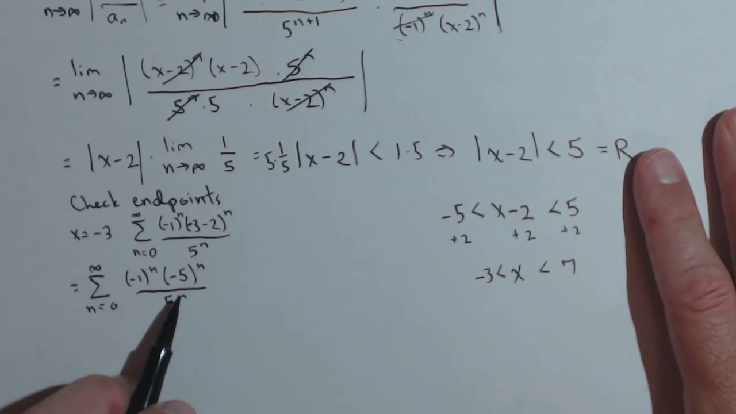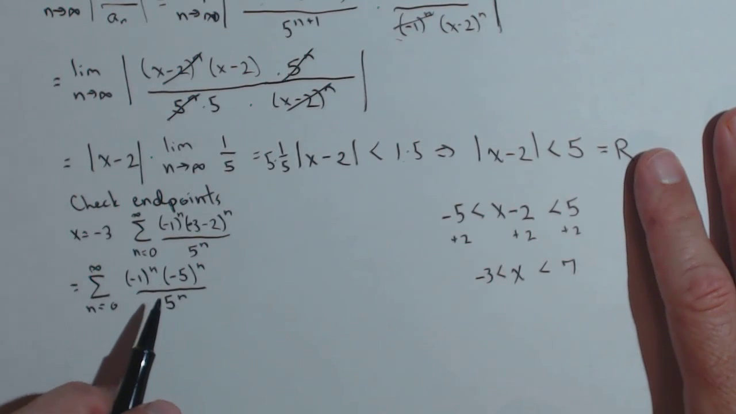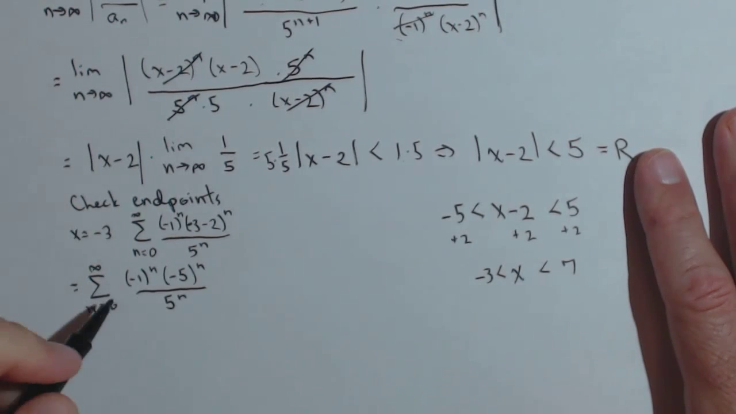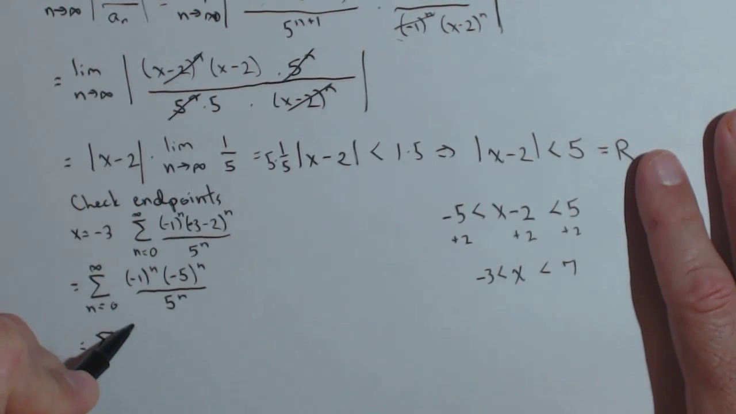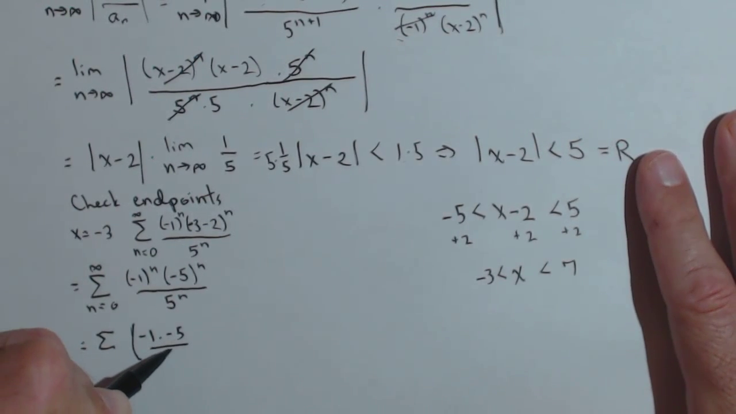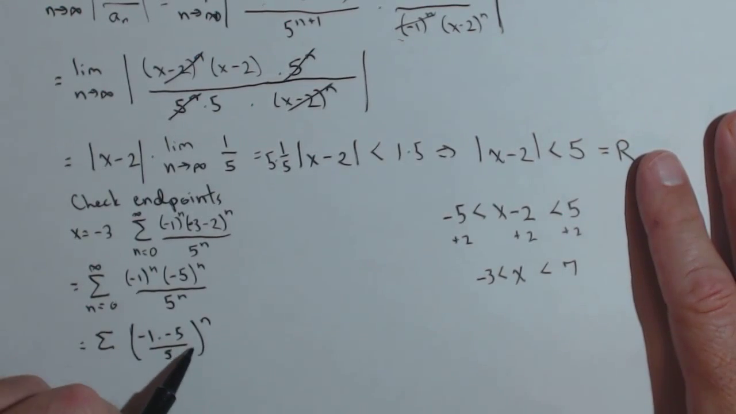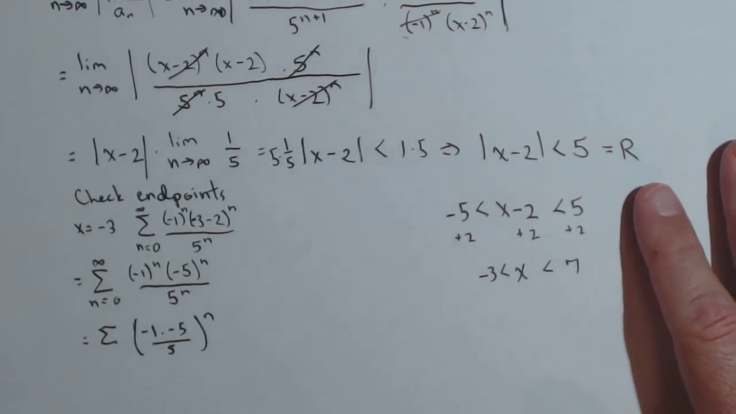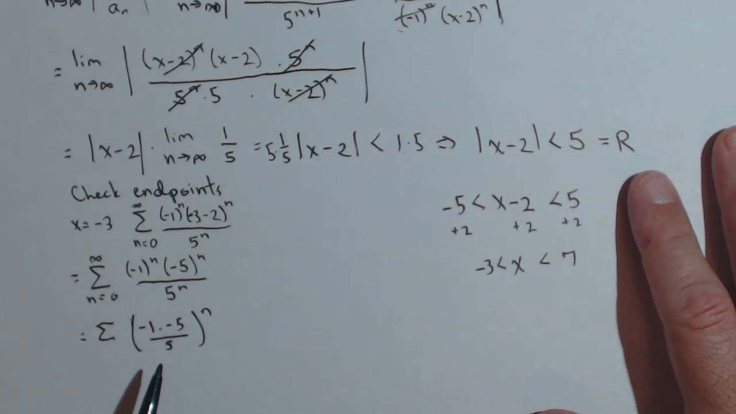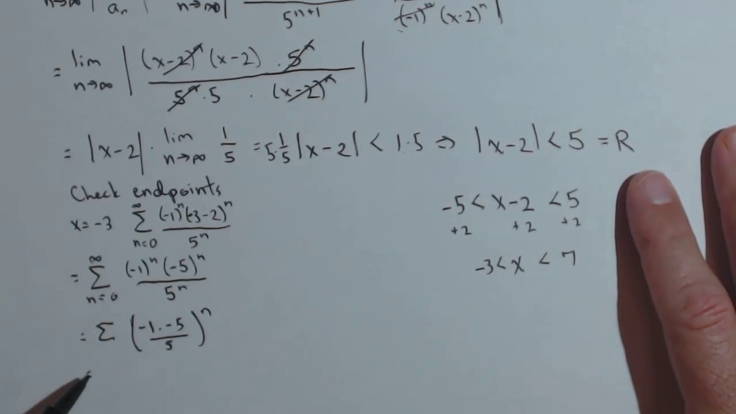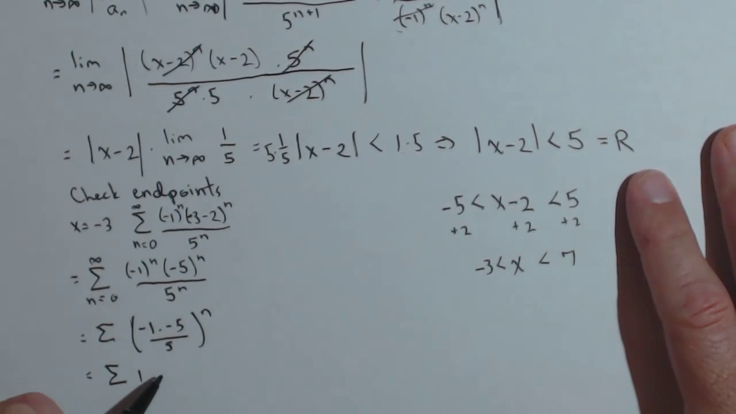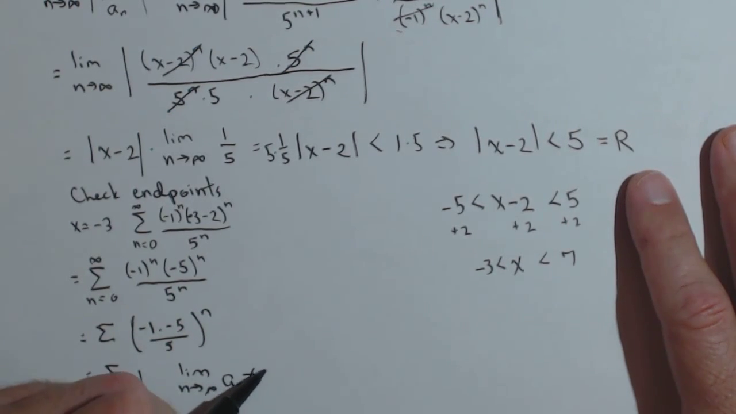Well, these are all to the n, so we can put them all to the same exponent, and we're going to see real quickly what happens. So we'll have negative 1 times negative 5 over 5, to the n. And multiplying this all out, we just get 1 to the n, which is 1. The summation of 1 does not converge, because the limit as n goes to infinity of a sub n does not go to 0.